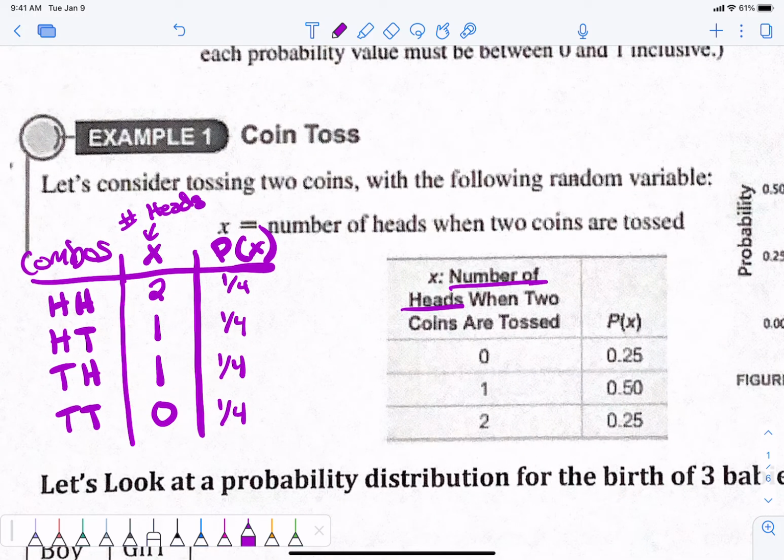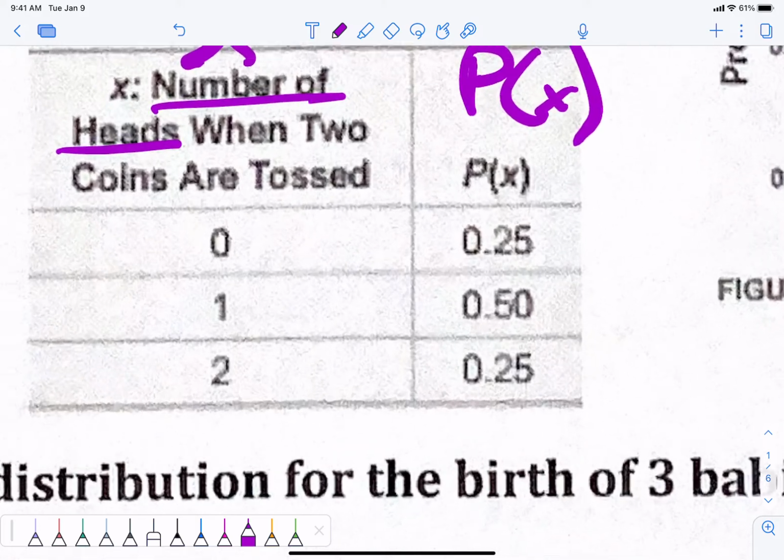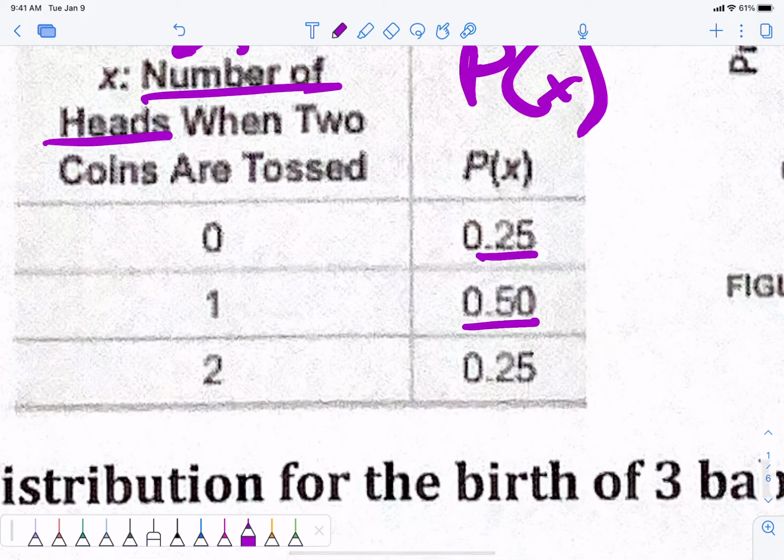Look at the way that they set their table up. They did their x's over here and their p of x's over here. They only have 3 of them instead of 4 categories, and they have 0.25, 0.5, and 0.25. What the heck did they do?